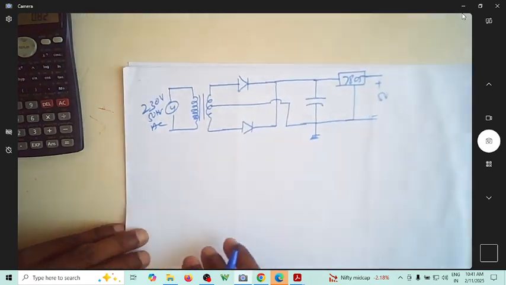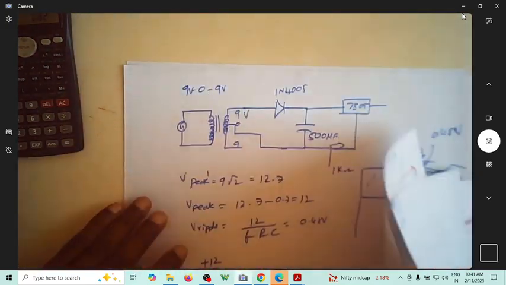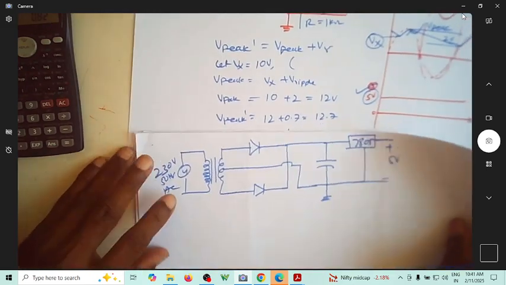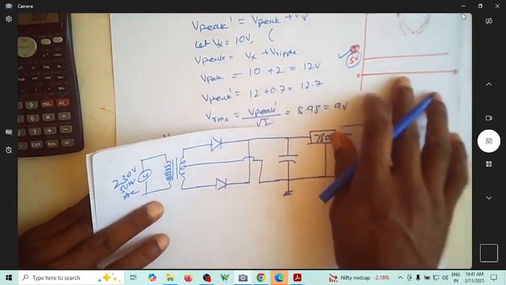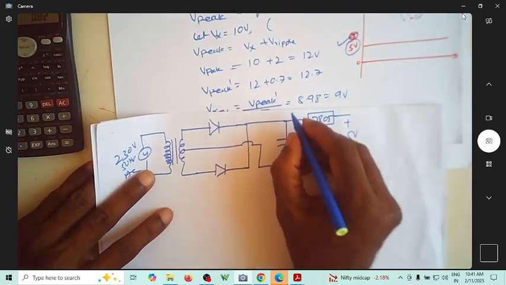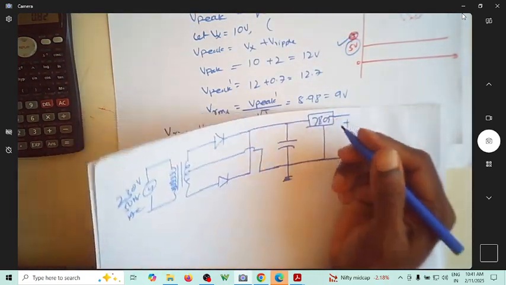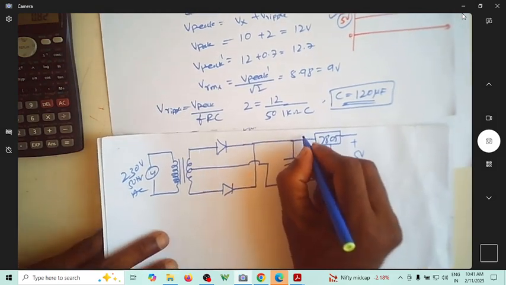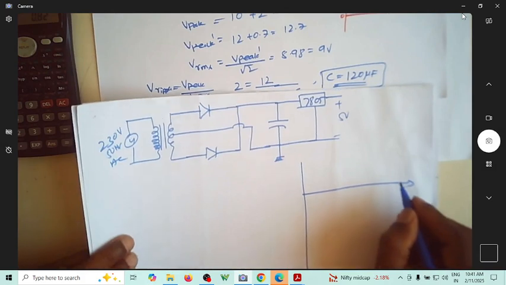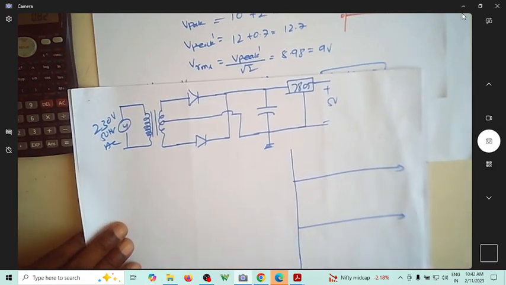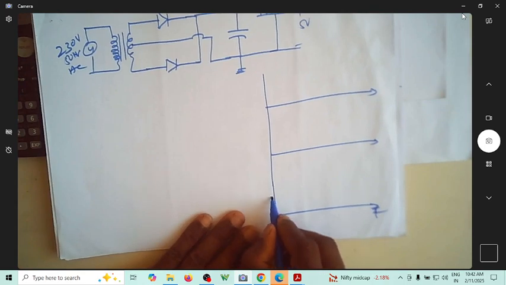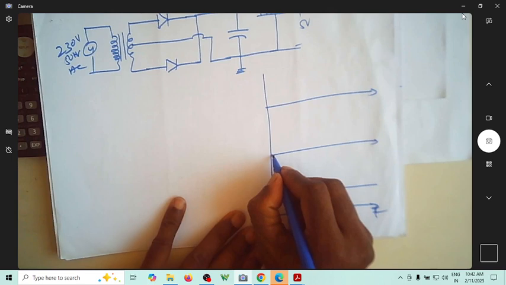So let us assume, as we decided in the previous case, how much did we want? This minimum should be 12 volt here. So if you want 12 volts, this is the waveform you're looking at. This is time. This is the constant 5 volt you're looking for.